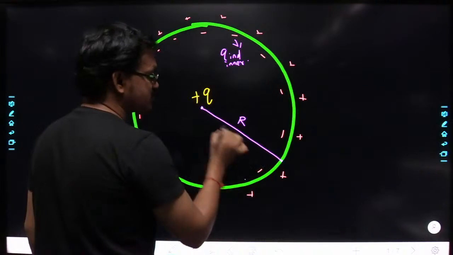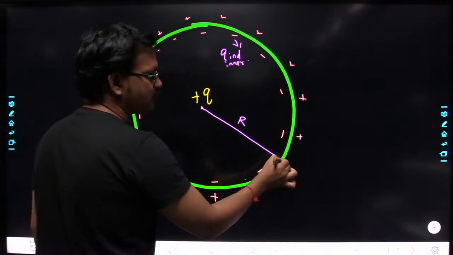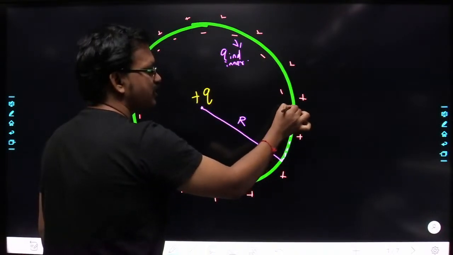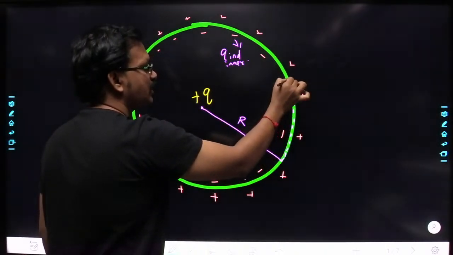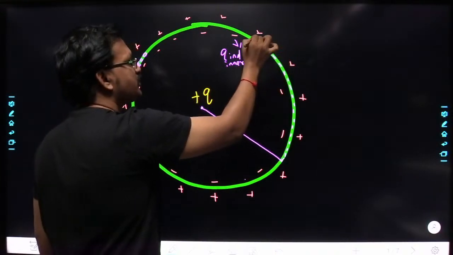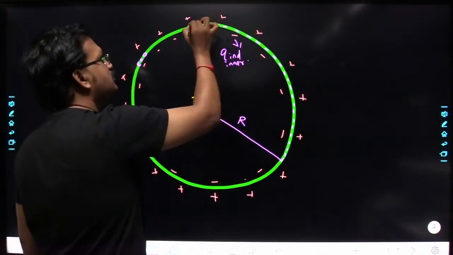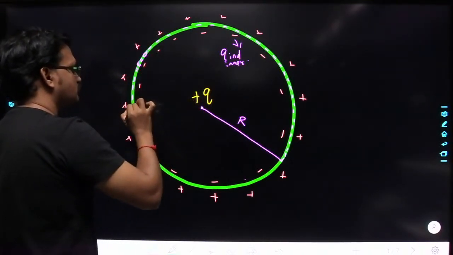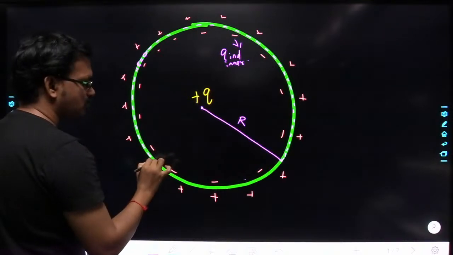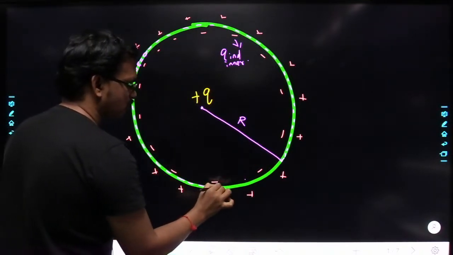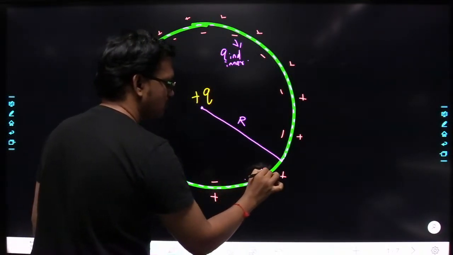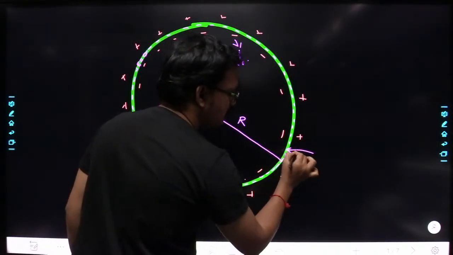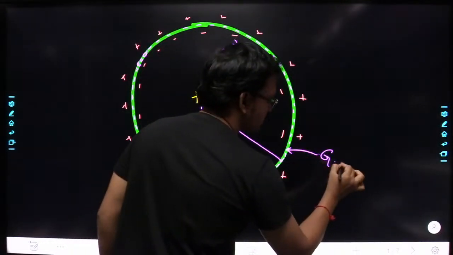Now with this radius capital R, I am going to form the Gaussian sphere, or I can say Gaussian surface, inside the conducting material. So this is the Gaussian sphere here, right? I am forming the Gaussian sphere like this. This purple or violet dotted line is nothing but the Gaussian sphere.